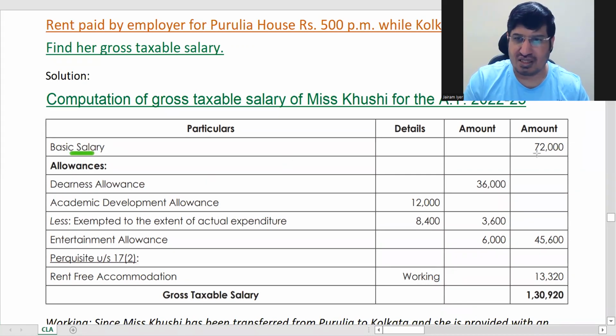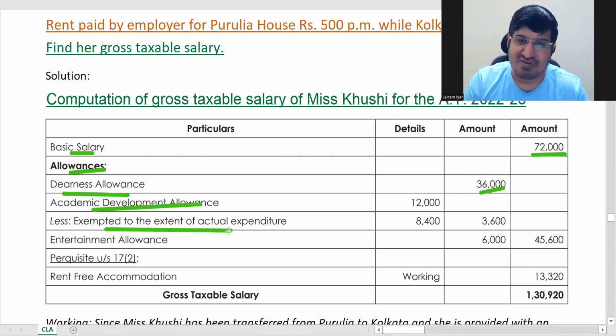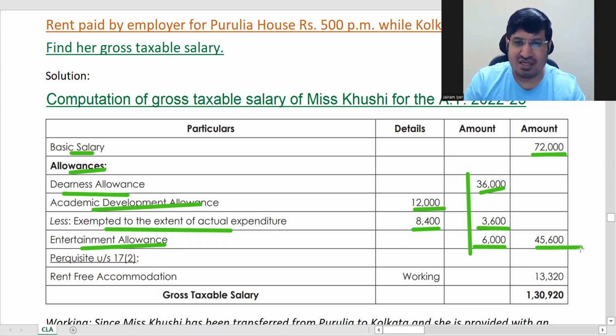Put your basic salary. There are no fees, commission, and all that. Come to allowances. Dearness allowance, take fully. Academic allowance, less exempted, it comes to 300. We had seen the 300 means 12 threes are 36, 3600. Just put the total allowance and here just put the exempted allowance. It is 700 per month, and you will get this. Entertainment allowance, fully taxable. Right, add these three allowances and you'll get this.